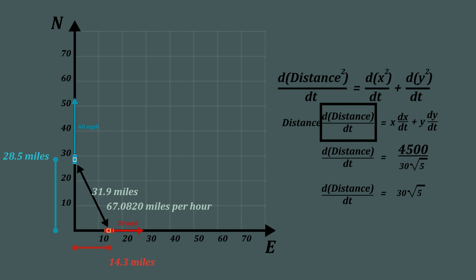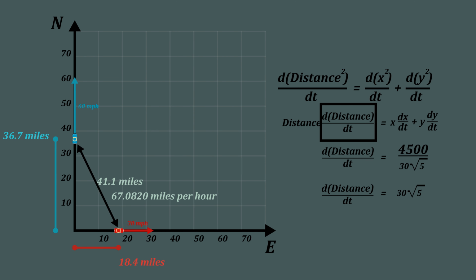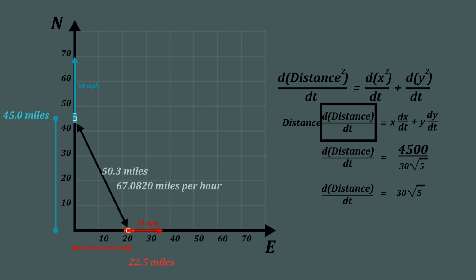Thus, our distance is growing at 30 root 5 miles per hour, or about 67.08 miles per hour after 1 hour.